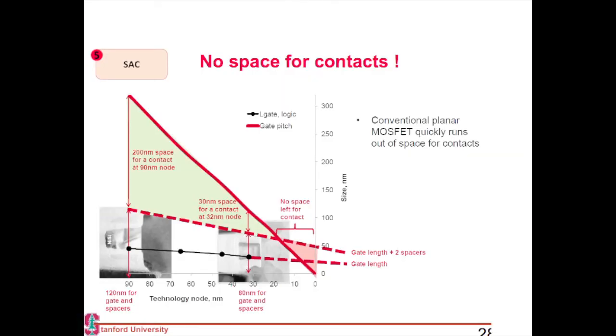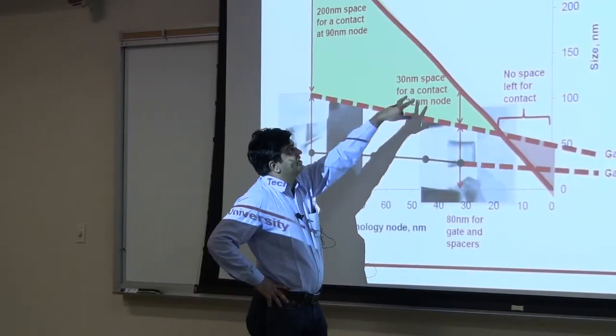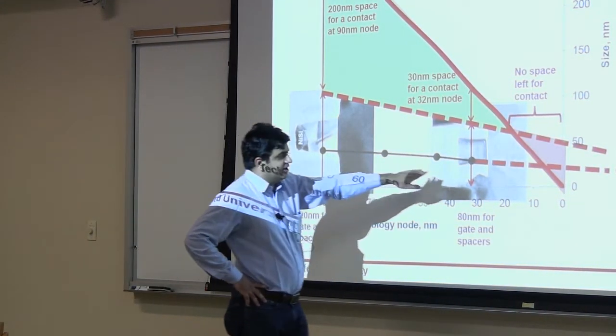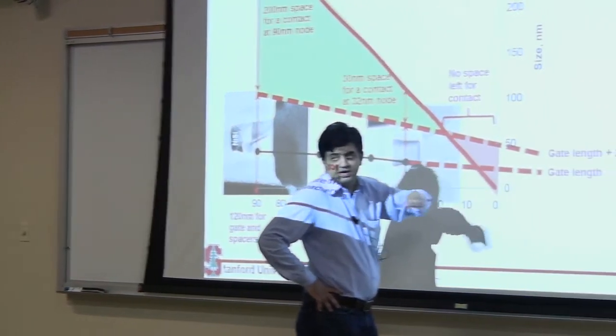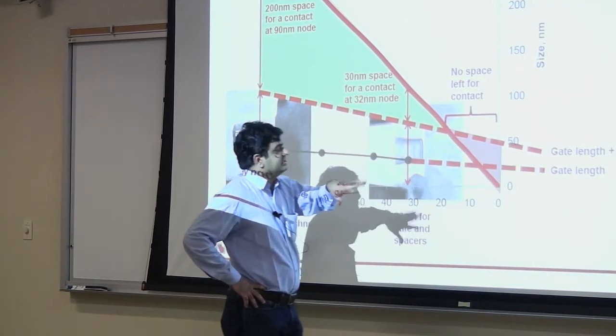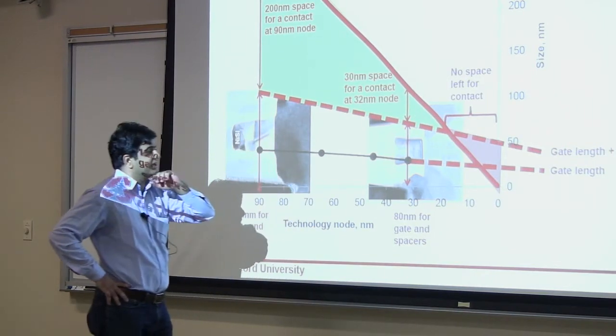And the interesting thing which has been happening in transistors, especially for logic transistors, is that there's no room left to put any contact. So Moore's law essentially says that you scale your gate pitch by half every technology node, but your gate length does not really scale by half every technology node. It scales more like 0.9x. In fact, since the last few technology nodes, it hasn't been scaling at all.